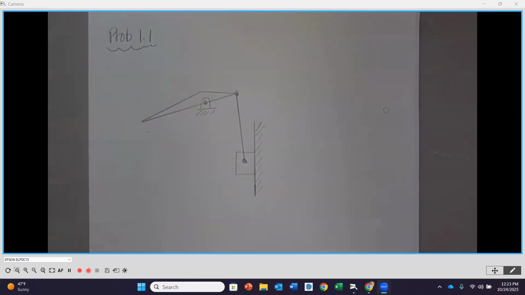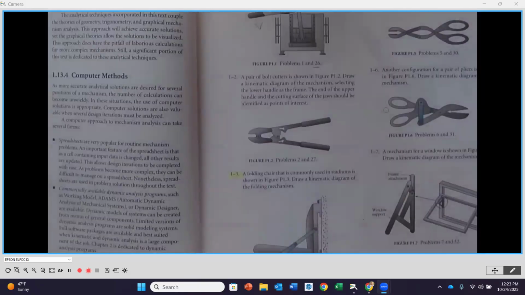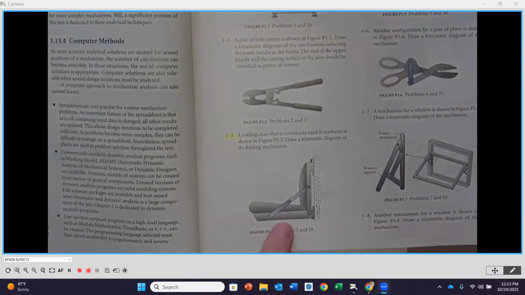Is that helpful? Excellent. Yes, very much so. Thank you. Okay. So now kind of going back to problem 1.3, are there any questions on this one? Does anybody have?